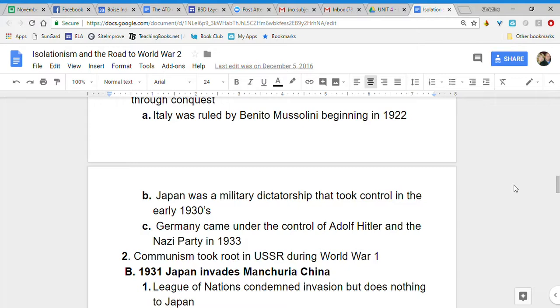So you have Japan and its military dictatorship, Germany and Adolf Hitler and fascism and the ability to control all facets, and Benito Mussolini in Italy underneath fascism. And then you have, last but not least, communism taking root in the Soviet Union. Now we'll stop there and we'll come back and start looking at some of the aggressions that took place.